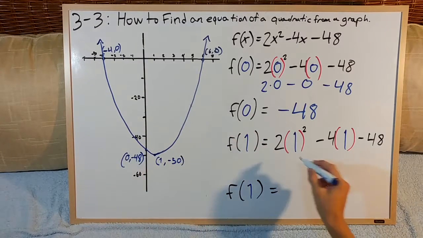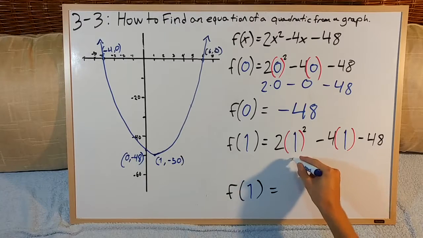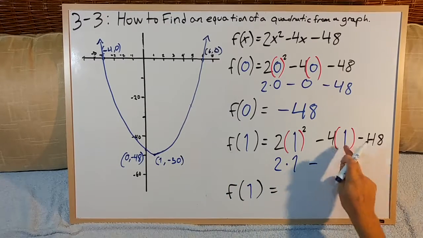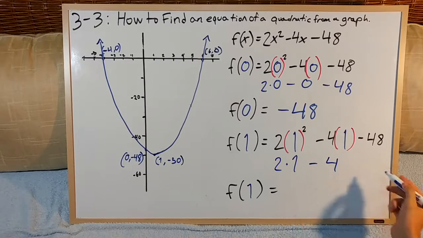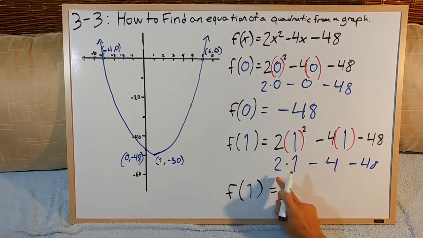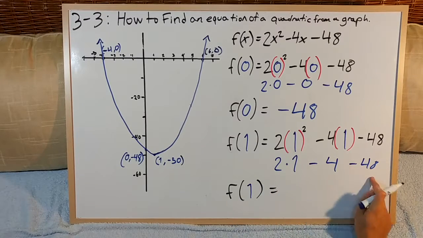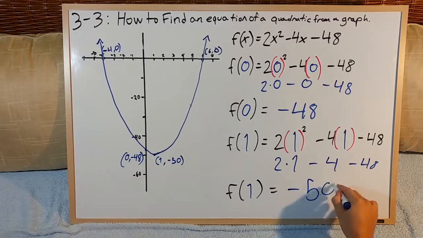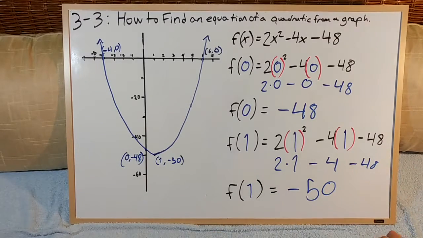What about 1? What is 1 squared? It is 1. 1 times 2 is 2, minus 4 times 1, which is 4, and minus 48. This equals 2 minus 4 minus 48, which is negative 50. And it is correct. If you do all the math, it will turn out correct.